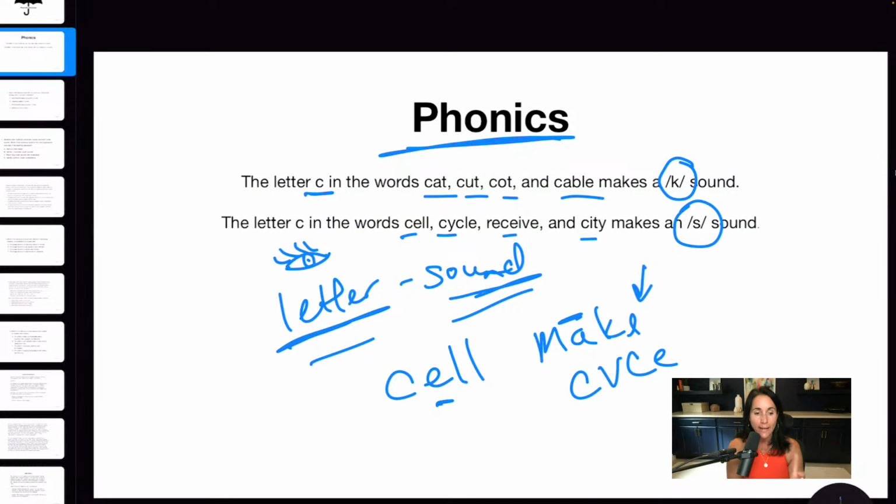Now, sometimes they'll call it grapheme phoneme correspondence. Graph is the written letter. Phoneme is the sound. Okay. So it just depends. But when we're talking about looking at the word, letter sound correspondence, that is phonics. When we're not looking at the word and we're just focusing on sounds, that's phonological and phonemic awareness, right?